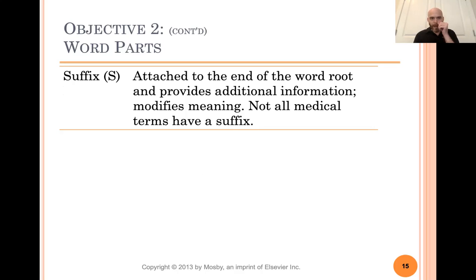Then we've got to look at the suffix attached to the word root. In this case, ologist or ology is always going to be somebody that studies that, or the study of that. In this case, it's attached to onc. So oncologist literally means tumor study, or a tumor specialist. So this means a doctor that specializes in cancer. So if you have cancer, you go see an oncologist.